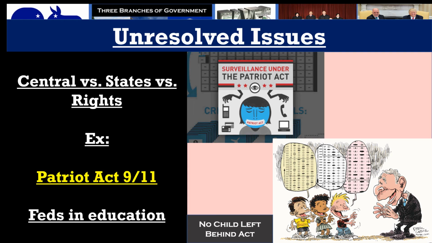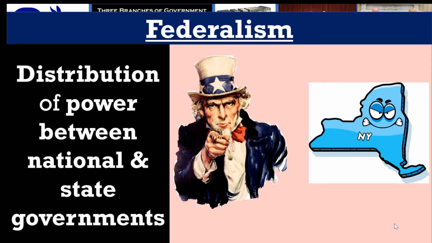The Patriot Act after 9/11, which allows the government increasing surveillance powers on American citizens, as well as the federal government's intrusion into education, a responsibility normally reserved to the states, and one I go over in depth on my lesson on federalism. Which brings us to our last section for Unit 1, Federalism, which is about the distribution of power between the national and state governments.